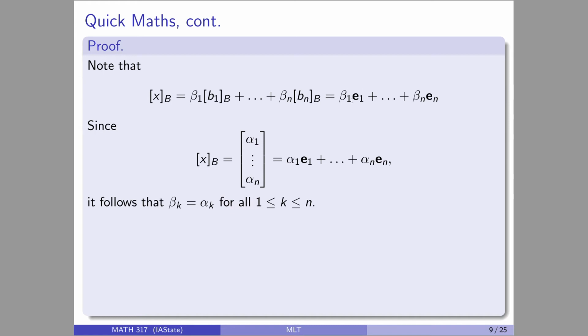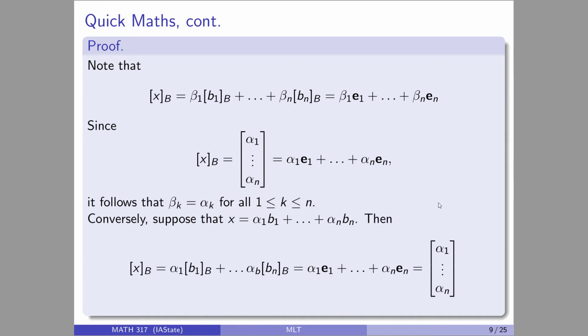This is an element in Rn. The first entry is beta 1, the second entry is beta 2, all the way to beta n. So alpha 1, alpha 2, alpha 3, all the way to alpha n. They're all equal. Okay. Nice. And conversely, let's say you've got X as a linear combo. Well, like I just said, the standard coordinate transformation is linear.